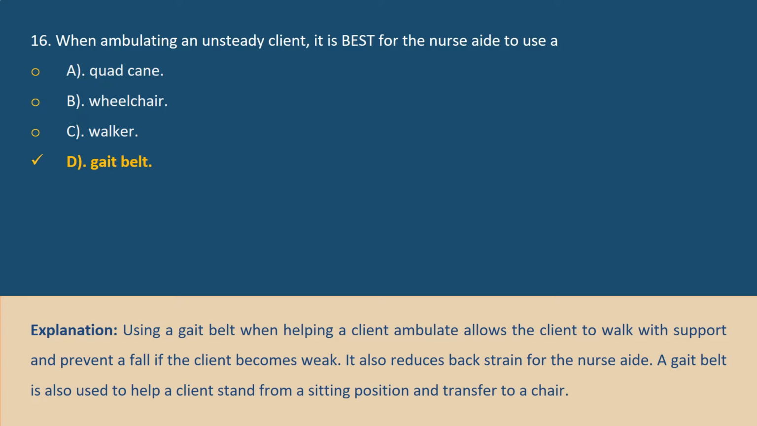Explanation. Using a gait belt when helping a client ambulate allows the client to walk with support and prevent a fall if the client becomes weak. It also reduces back strain for the nurse aide. A gait belt is also used to help a client stand from a sitting position and transfer to a chair.